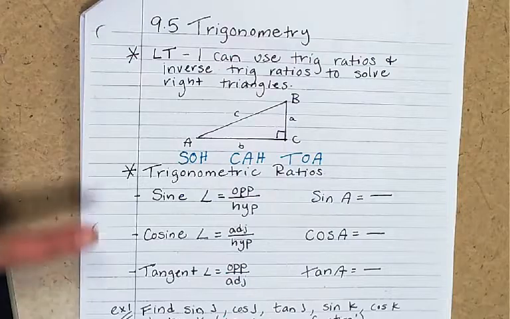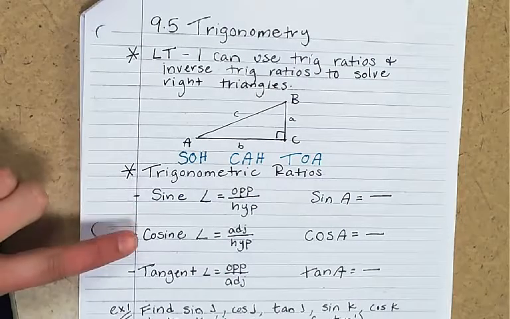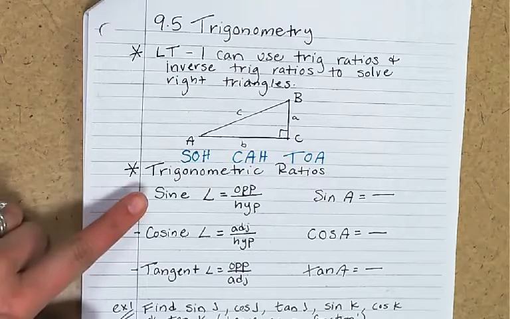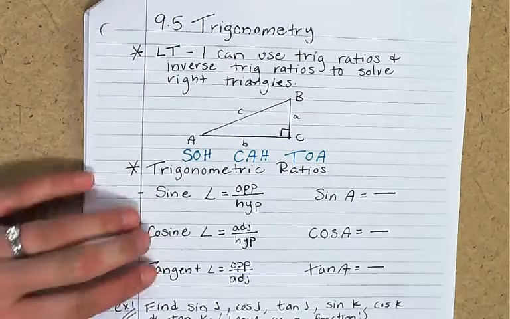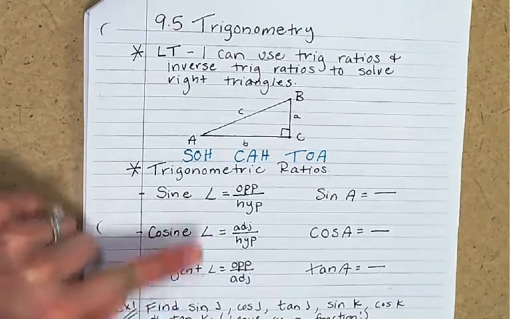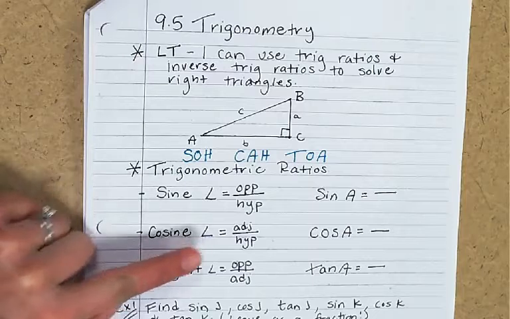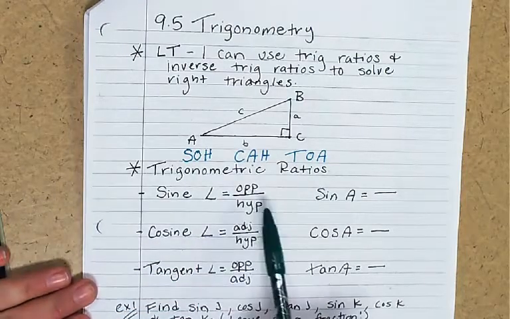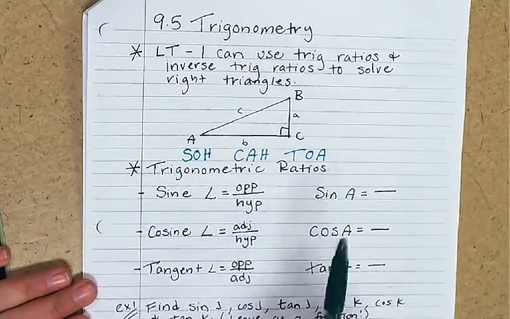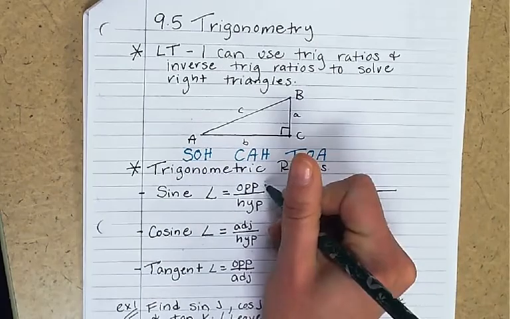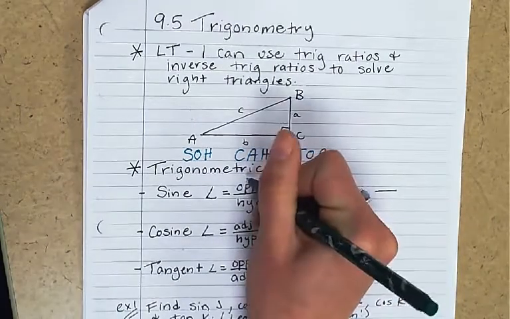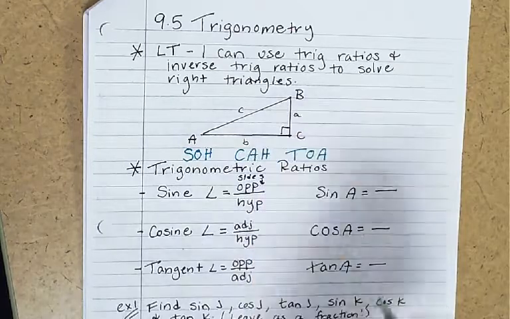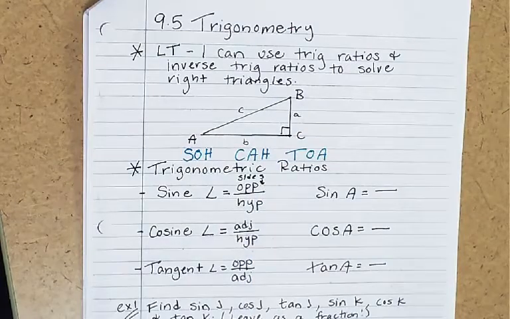So the three trig ratios are sine, cosine, and tangent. And the way they work is they all go with an angle. So sine of an angle, cosine of an angle, tangent of an angle. And what that equals is the ratio of their side lengths. So all of these fractions over here are sides. Everything down there on the fractions is sides.